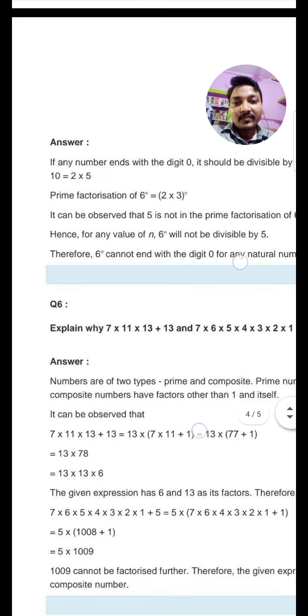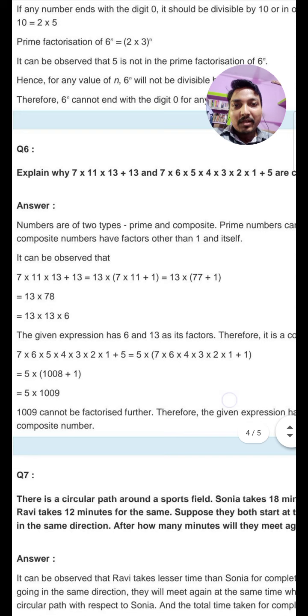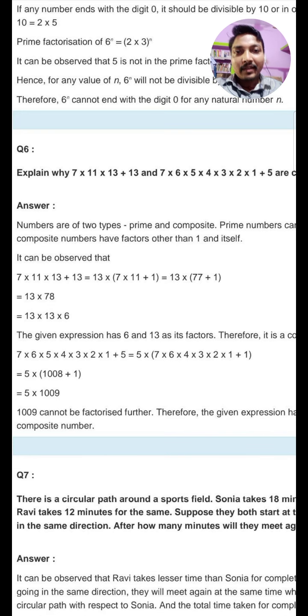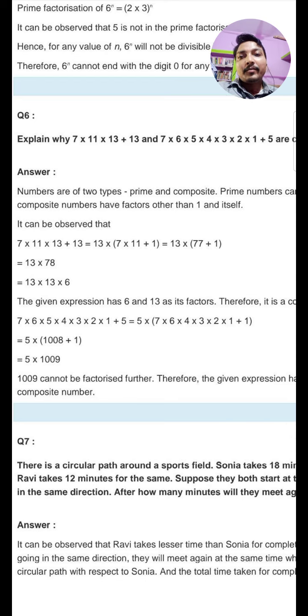Okay. Next question. One of the questions I will show to you. Question number 6, one part I will show you, then the other I will leave for you. Explain why the first expression, 7 into 11 into 13 plus 13, is a composite number.